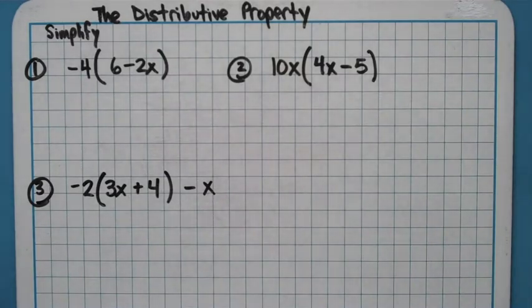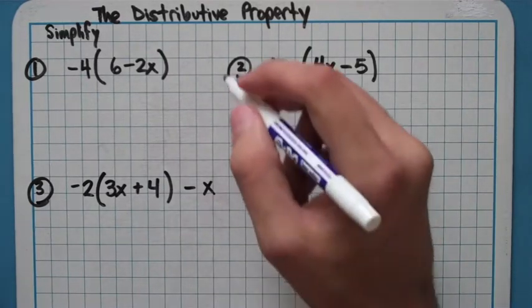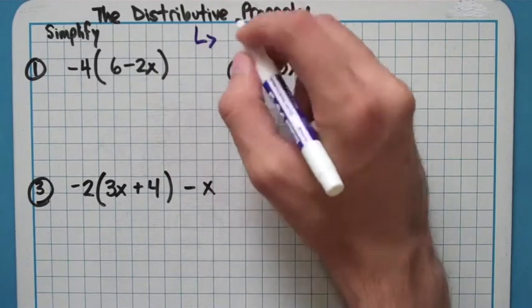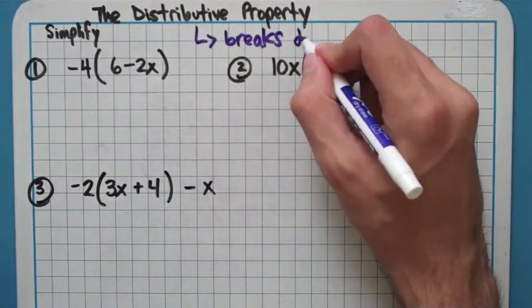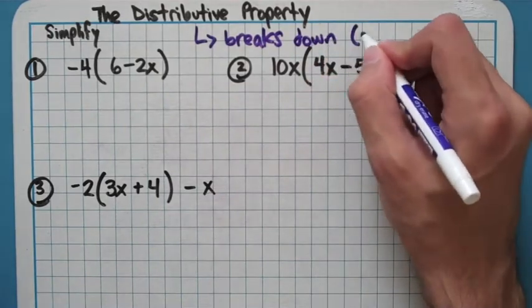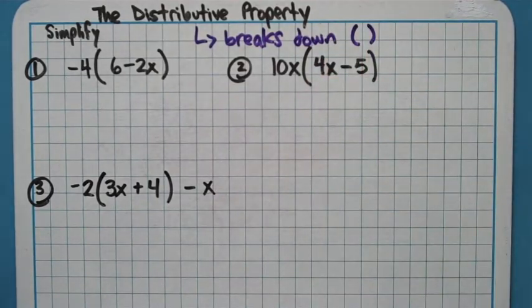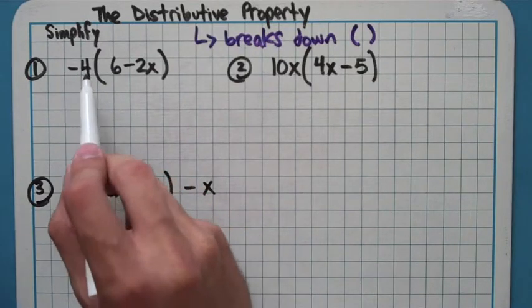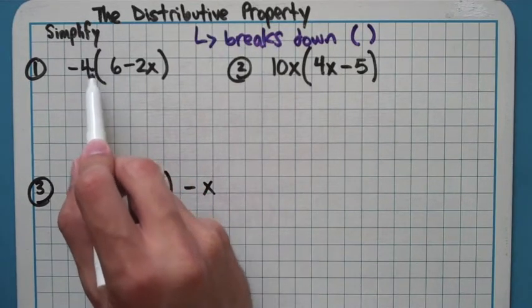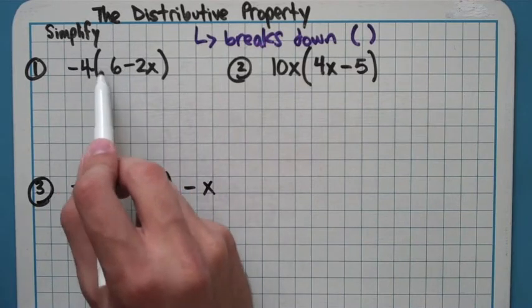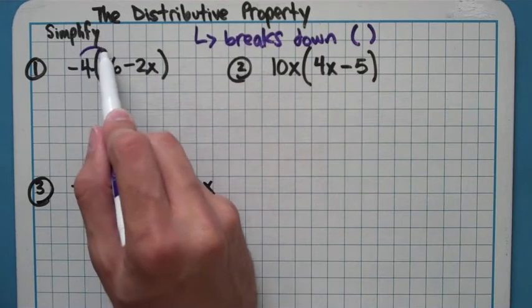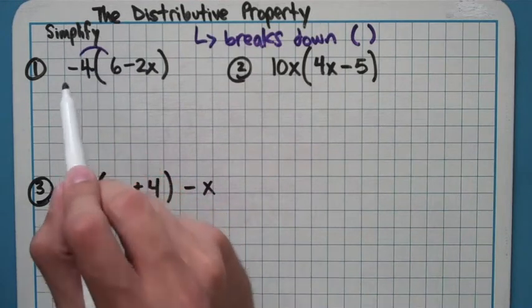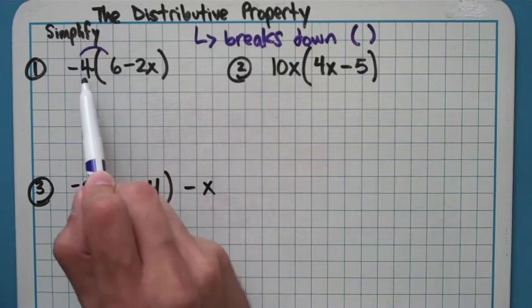The distributive property, however, is a great property that helps us break down parentheses. So when you see parentheses that you need to get rid of, distributive property is a great way to handle that. And you've probably seen the distributive property in previous classes, but basically it comes into play when you have a number being multiplied against a parenthesis, like right here, -4 times this parenthesis. What we're going to do is take the number on the outside and distribute it or multiply it against each term on the inside. So I'm going to do -4 times 6.